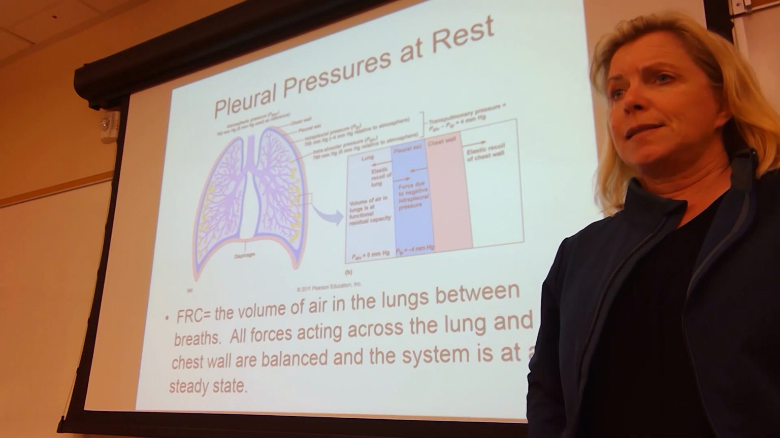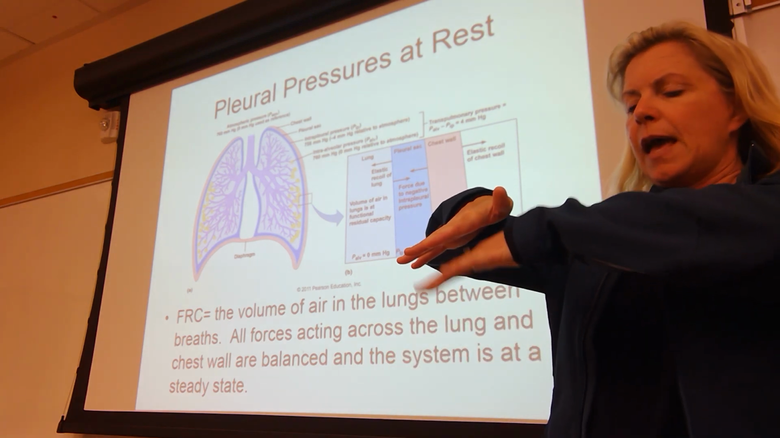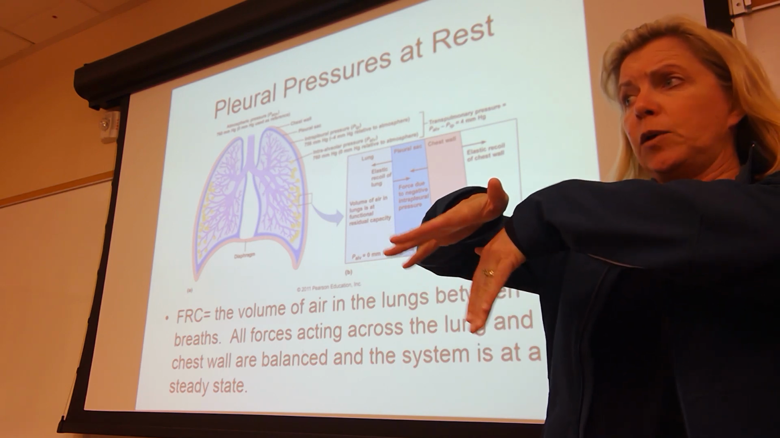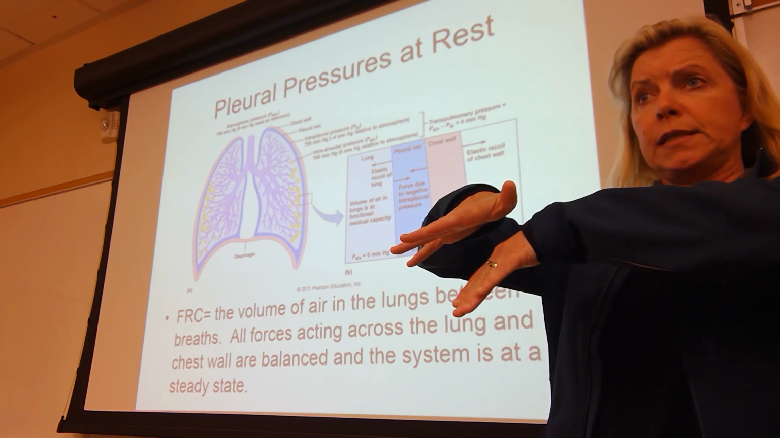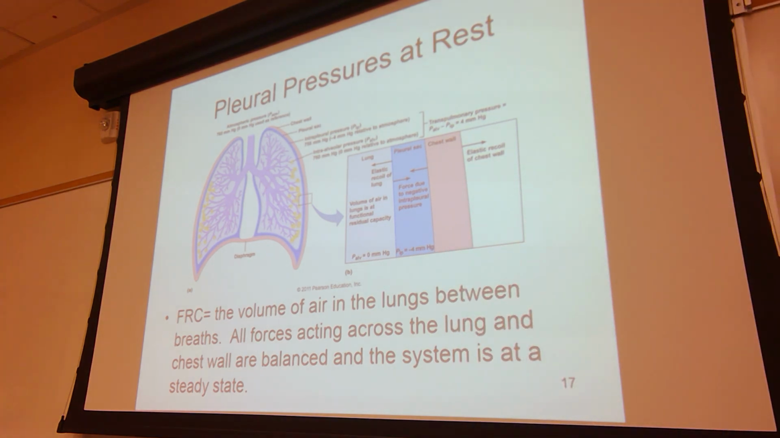It represents a moment where your chest wall and your lungs are at equilibrium. They are fighting equally to oppose each other. Neither one is winning or losing. So it's equilibrium between the chest wall and the lungs.